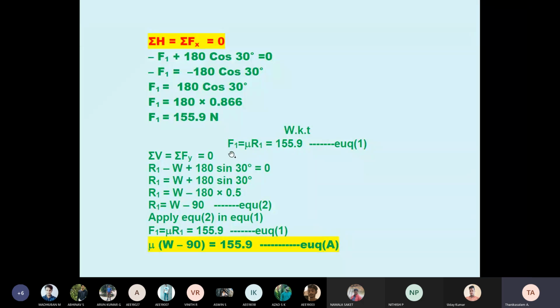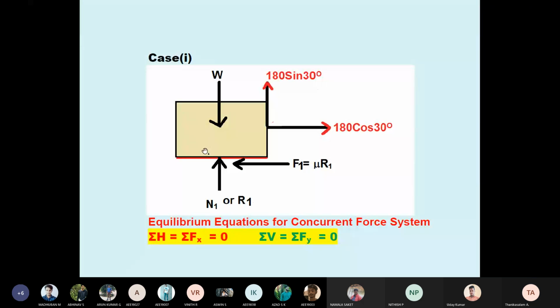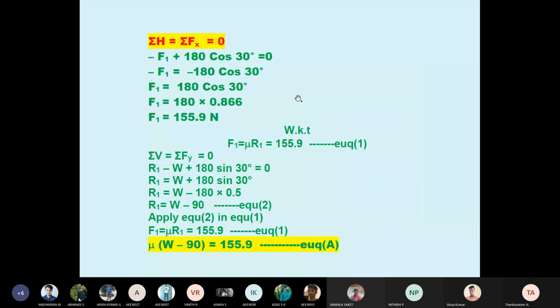But we know what is F? F equal to mu into R, no? Friction. Therefore, I'm taking F1 equal to mu into R1, equal to 155.9. Now apply vertical forces. What is the vertical force equation? R1 minus W plus 180 sin 30. R1 upward, weight downward, 180 sin 30 upward, equal to 0.